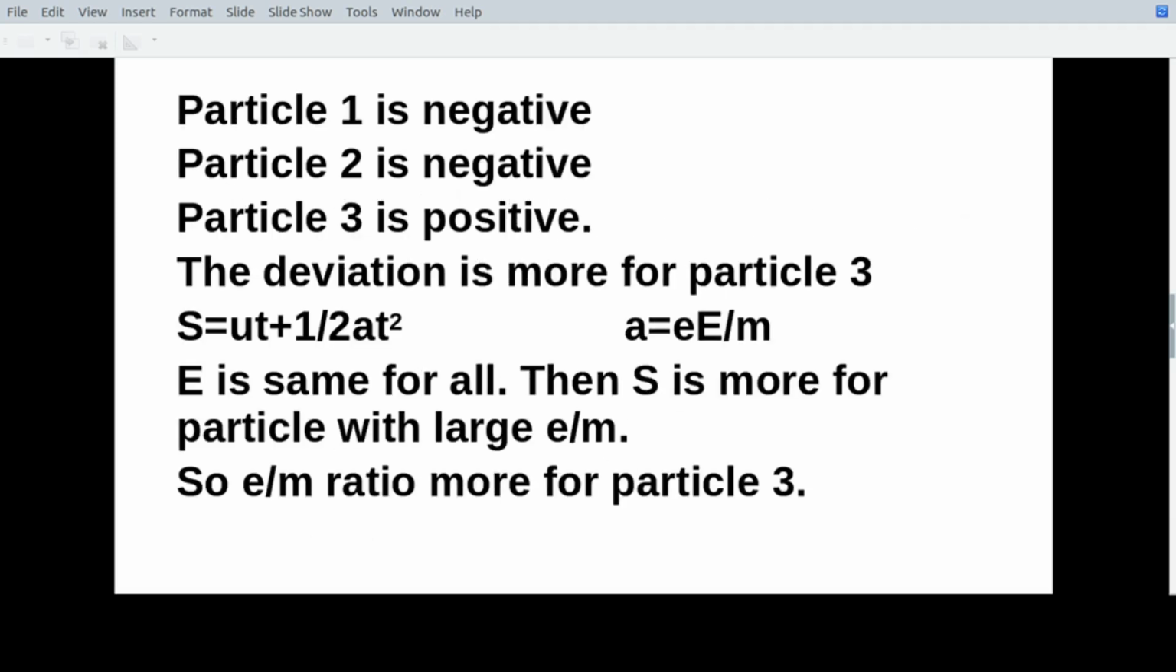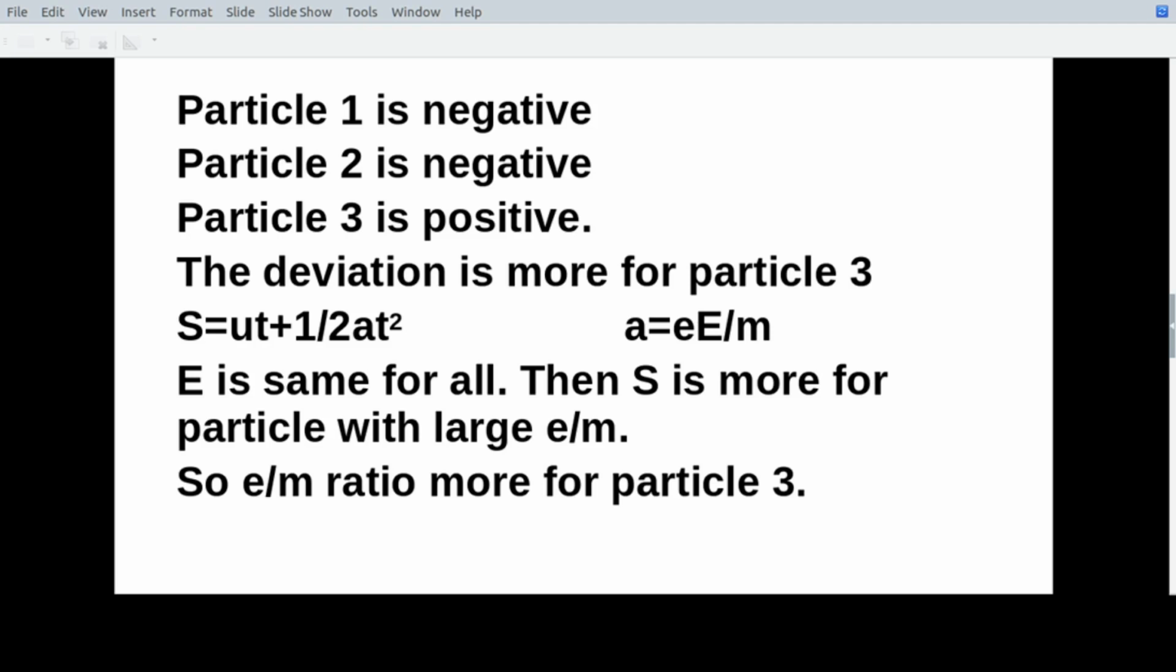So, you have the formula displacement S equal to ut plus half at square. You can assume that the initial velocity, maybe let it be 0 for all, or it may be moving with uniform velocity. It's not given in the question, doesn't matter. We'll find out the acceleration.